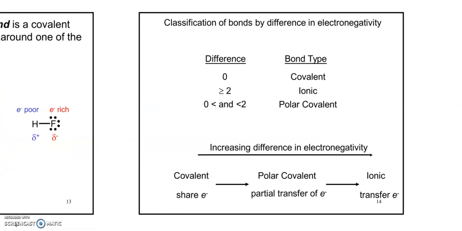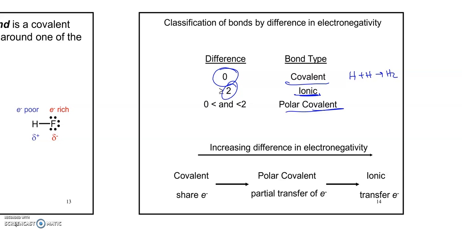So here's the cutoff, and this is very important. If the difference is 0, we will call it covalent. For example, hydrogen and hydrogen becomes H2. They want to share equally. The value for hydrogen is 2.1, another hydrogen is 2.1, and the difference is 0. If you are getting more than 2, like sodium and chlorine, sodium is 0.9 and chlorine is 3, the difference is more than 2, so it's going to be ionic. The numbers in between are going to be polar covalent.